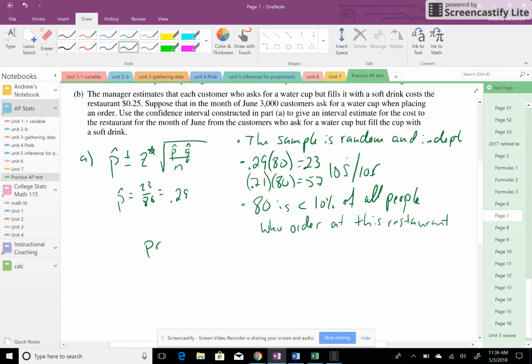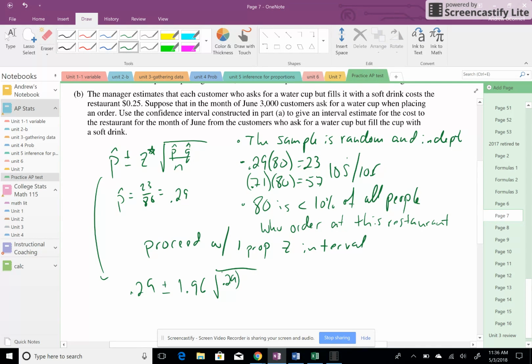Okay, proceed with a one proportion z interval, and we'll be happy about it. So we have our p hat is 29% plus or minus z star, which for 95% is 1.96. That should just be ingrained in your memory by this point. Otherwise, use some inverse normal. 71 over 80. Go ahead and pause. You can put that in the calculator yourself. But I got on the low end 18.8% and on the high end 38.7%.